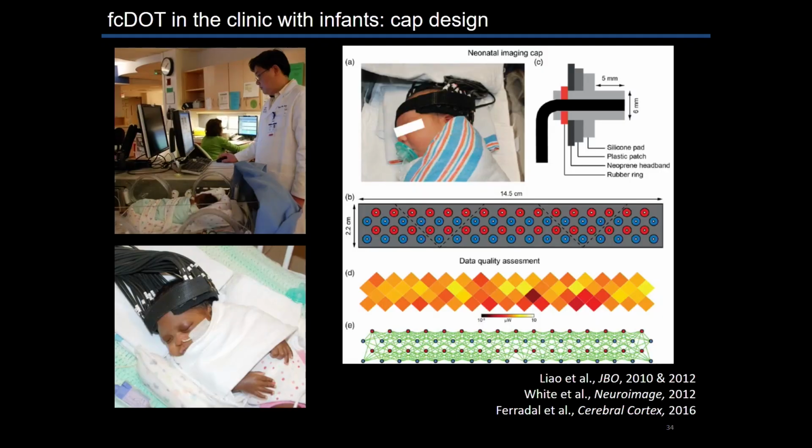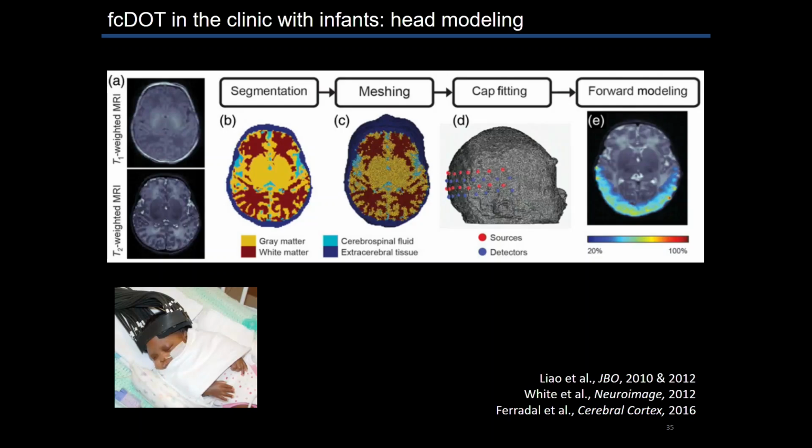You can do this in infants as well. This is older work showing a baby optimized cap so that they can lay there in the ICU. The cap is based on neoprene that's very soft so that the infants can have it on their heads, in this case for up to an hour, with similar data quality assessments that Emma was talking about earlier. Similar light models, as I was talking about earlier, based on participant-specific, patient-specific, or atlas-specific MRI to generate the mesh, to generate the light model with where the array is.